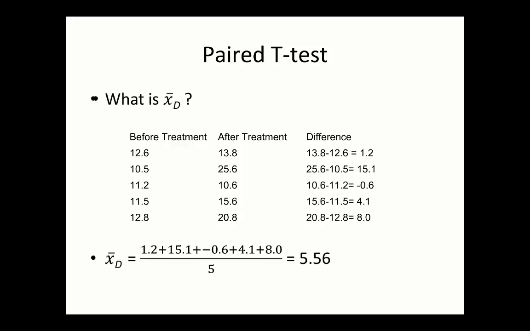Therefore, for each subject, you calculate the difference. So for subject 1, their serotonin level after taking placebo was 12.6, and after taking the treatment was 13.8. Since 13.8 minus 12.6 is equal to 1.2, that is the difference. You do that for all the subjects. Then take the mean of the difference.